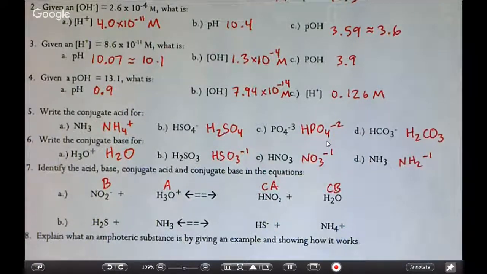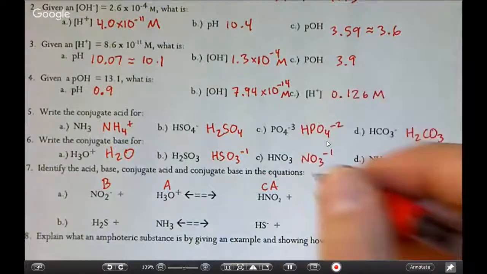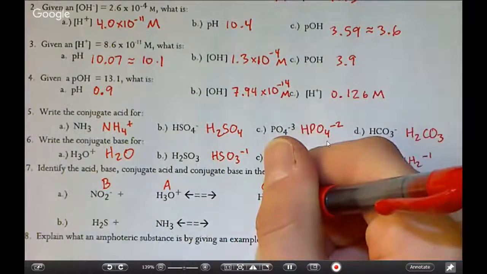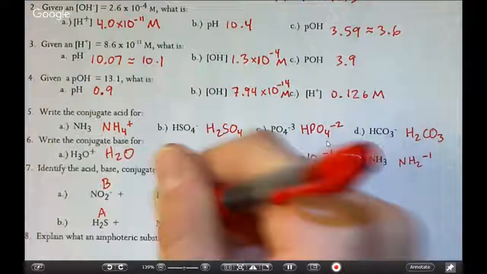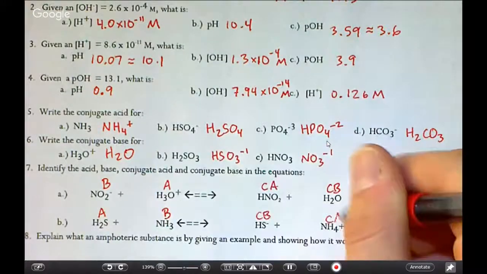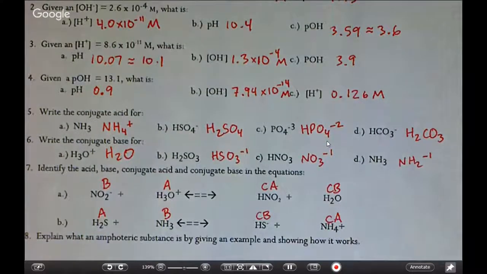Okay, label acid, base, conjugate acid, conjugate base. So there's A. And there's B.